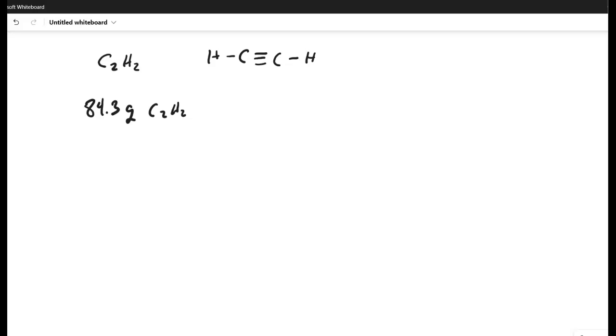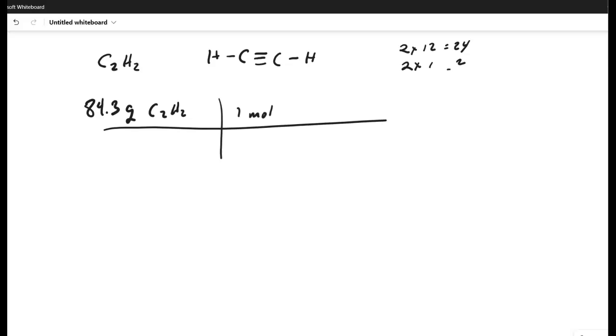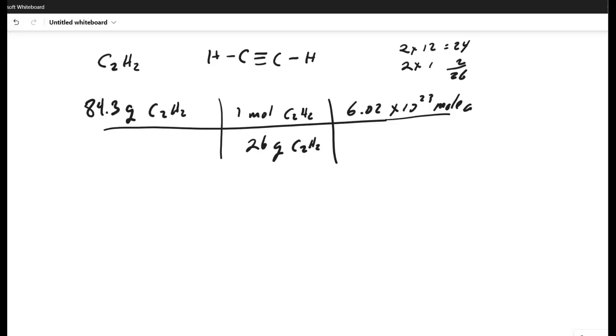Well, I have to get the molar mass of that. I know that 1 mole, well, I've got 2 carbons, so that's 2 times 12, that's 24. And I've got 2 hydrogens, 2 times 1, that's 2, so 26 grams. I always label it. And now I want to go to molecules, so I have to say, well, there are 6.02 times 10 to the 23rd molecules per mole.